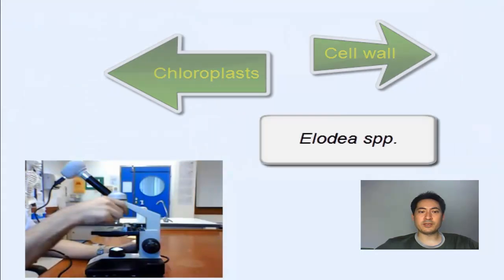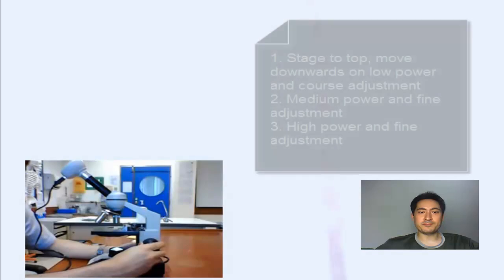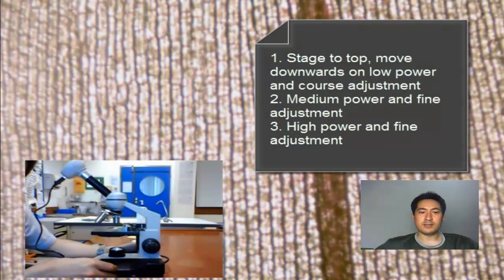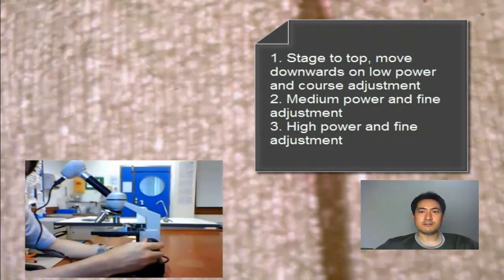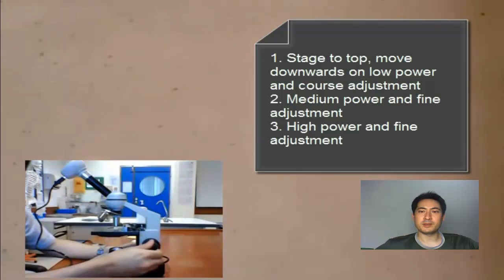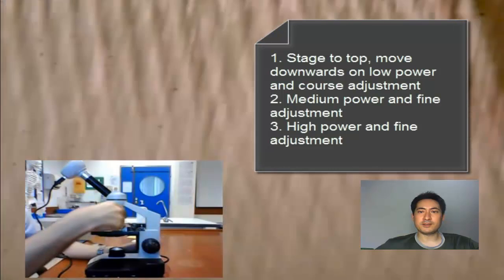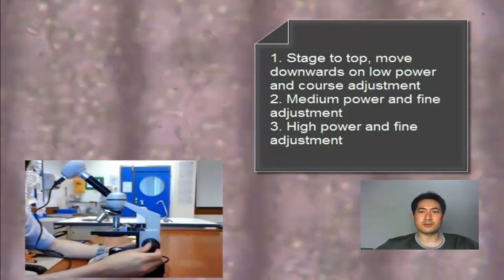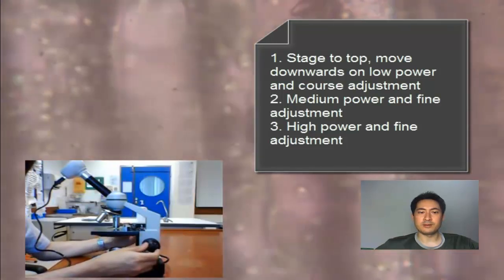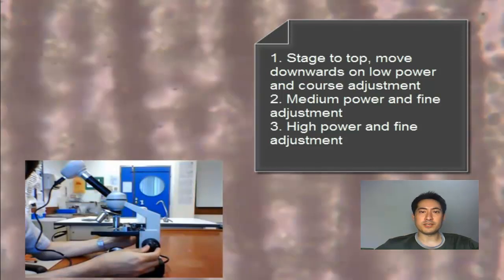Just to do the whole procedure again. Alright, move the stage right up to the top on the lowest power. You then use the coarse adjustment to move it down so it's focused just like that. Light's a little bit strong. Once that's done, you don't touch the coarse adjustment ever again. Go down to the medium power and just use the fine focus. Once that's done, go down to the next higher power and use the fine focus again. Okay, so three-stage process.